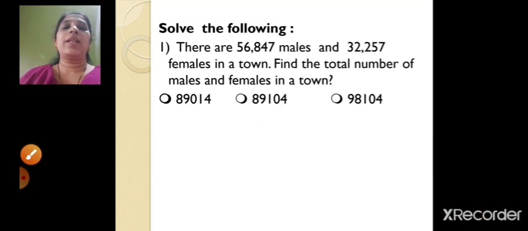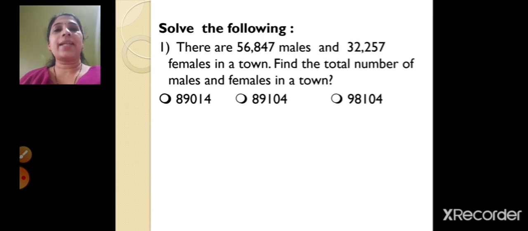Okay. Now we'll have a look at the word problem. So word problems are also going to come. Okay. Solve the following. So what is the first question? There are 56,847 males and 32,257 females in a town. Find the total number of males and females in a town. So what are the options? 89,014, 89,104 and 98,104. Right?